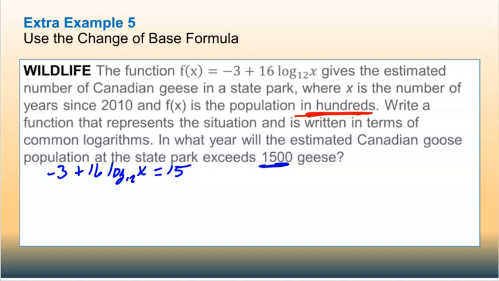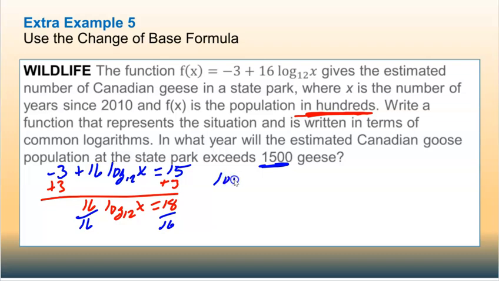Now to get our logarithm by itself, I'm going to add 3 to both sides. And this is going to give us 16 log base 12 of x equaling 18. To get our logarithm by itself, we divide by 16. And this is going to give us log base 12 of x equaling 9/8. Now what they want us to do with common logarithms is rewrite the left-hand side as log of x divided by the log of 12 equaling 9/8.